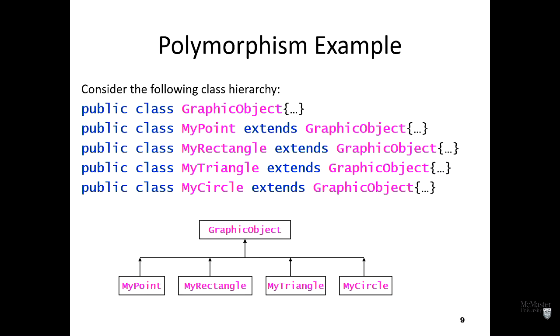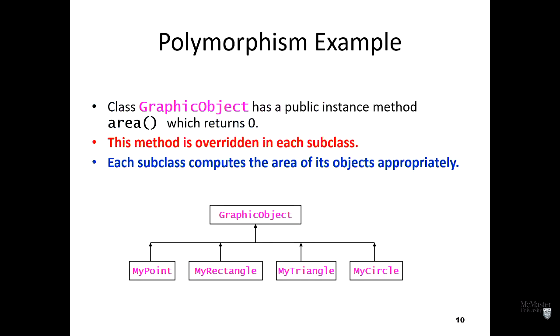Okay, so all of these are children of the type graphic object. We create a class that we call graphic object. It's our super parent class, and all these four, one is a point, one is a rectangle, then a triangle, and then a circle. All of them are children of the parent class, which here we are using the extends reserved word for inheritance. Good? So let's see how polymorphism works.